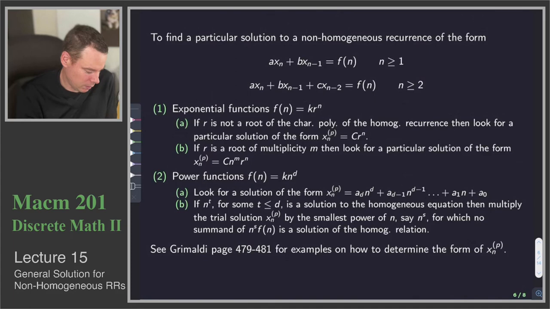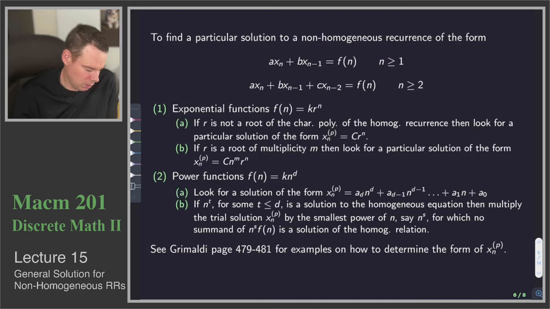So that's the two cases when we're dealing with an exponential function. What about if we're dealing with a power function? So f of n is some n to the power of d. In other words, it's some polynomial of degree d. What we do is we make a guess that our particular solution is a polynomial of degree d. However, if some power of n is already a solution to the homogeneous equation, we just bump up all the powers in our polynomial enough so that we avoid those homogeneous solutions.